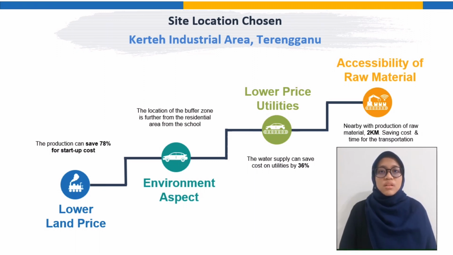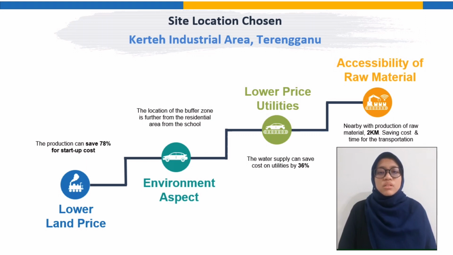The reason site location Kerteh is suitable for the production is that it has a lower land price compared to the other two, despite having the same size of land area, and the production can save up to 78% for startup costs. Next factor is the environment aspect, where the site location is far away from the residential area by 6 km, which is much safer for the community living there.